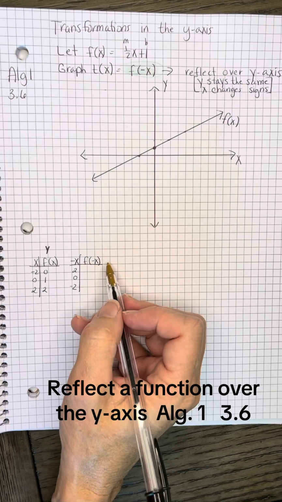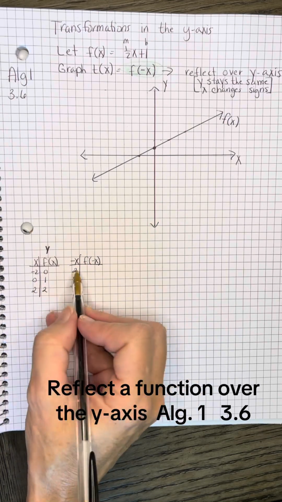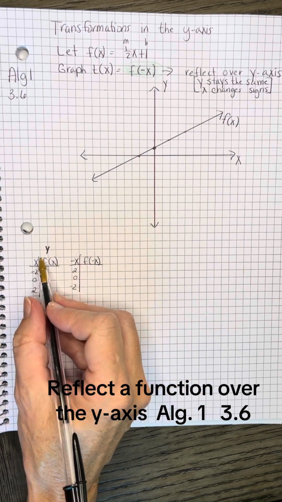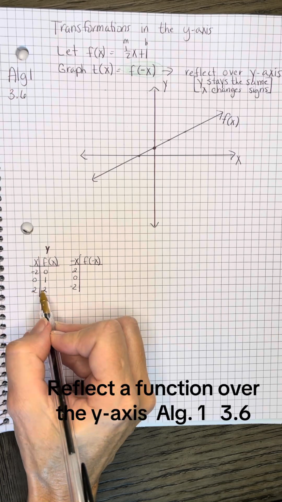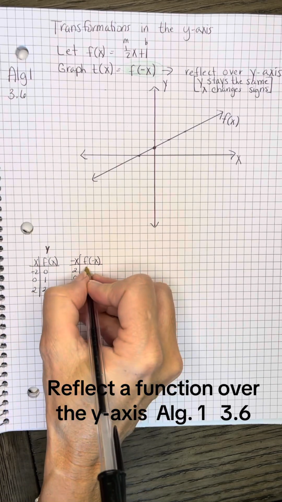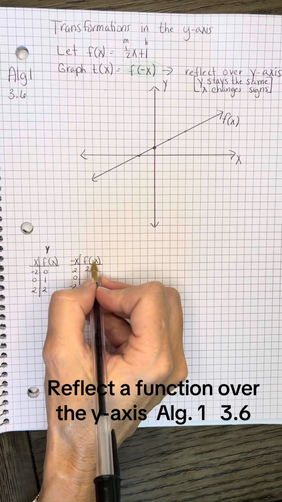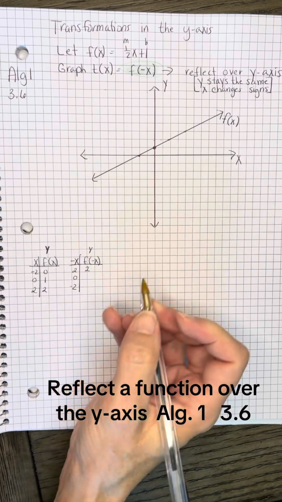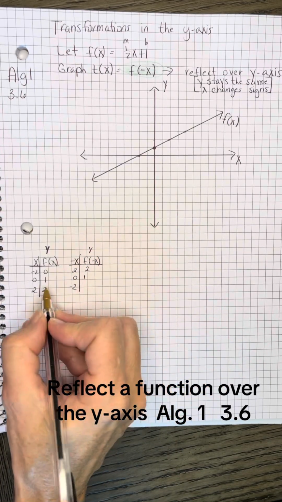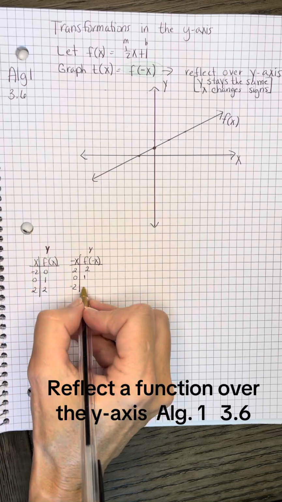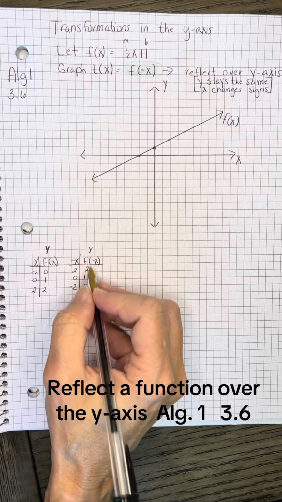Now, since I said the y's stay the same, let's just look over here. On the original parent graph, if it was 2, then the y was 2. So the y will still be 2. Remember, f of x is another way of saying y. 0 will stay with 1, and this negative 2 is with 0 before, so it will stay the same. All right.